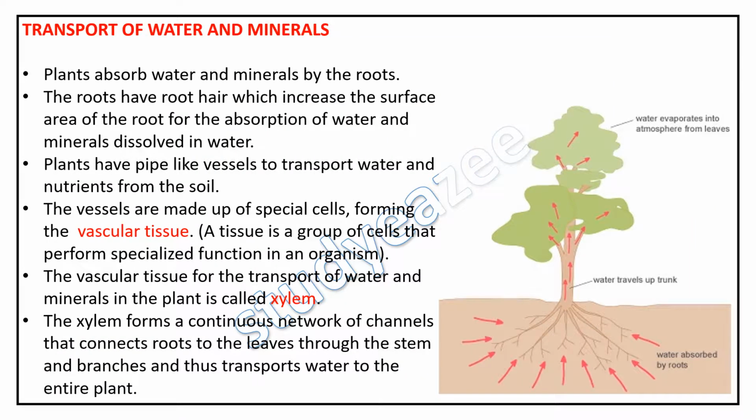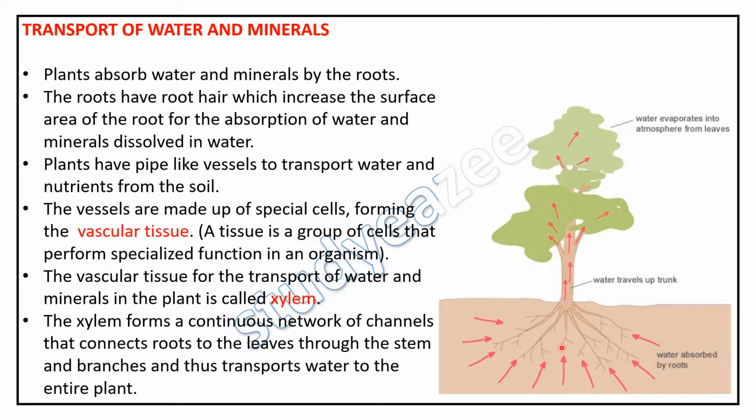Here we will see how the transport of water and minerals takes place. Now plants absorb water and minerals with the help of roots. The roots have root hair which increase the surface area of the root for the absorption of water and minerals dissolved in water. You can see the root hairs here. The root hairs increase the surface area.